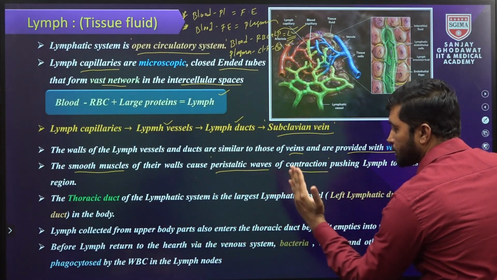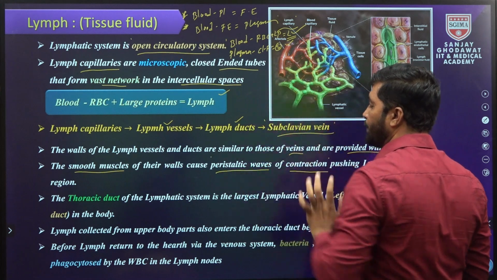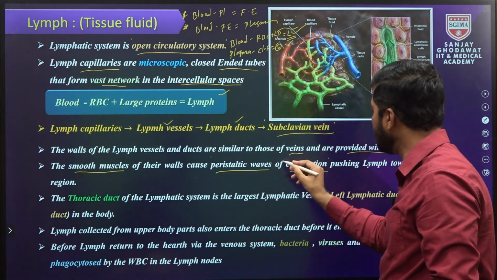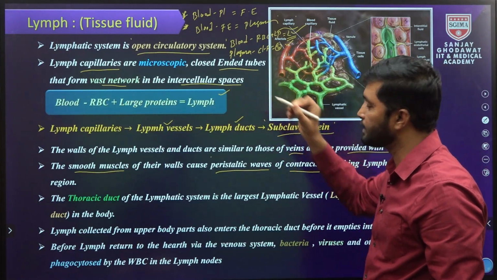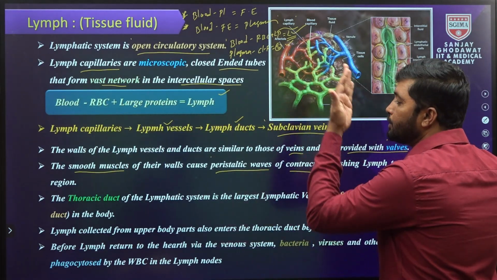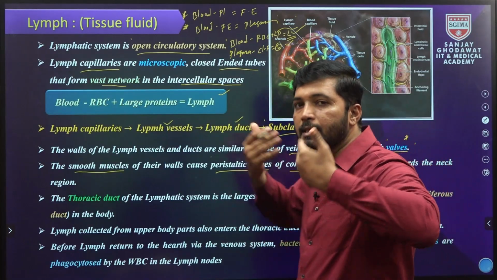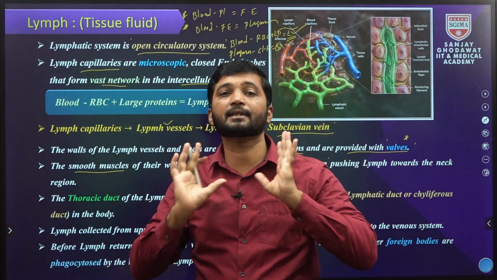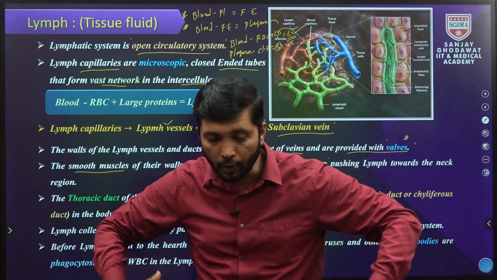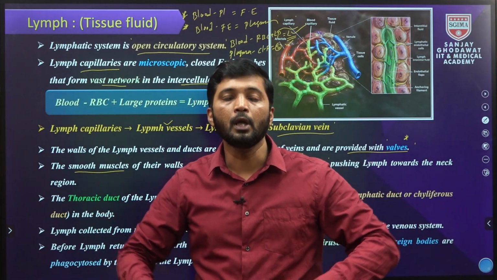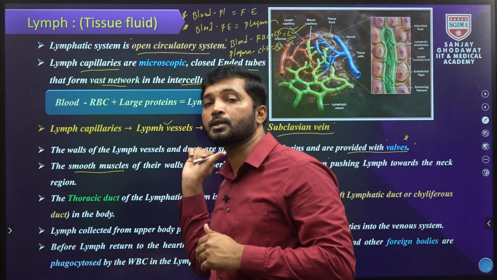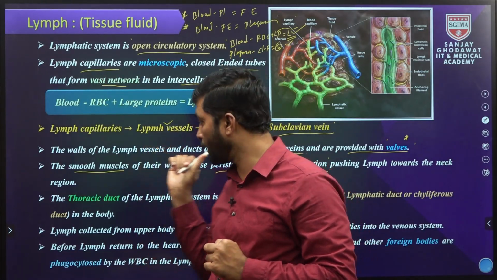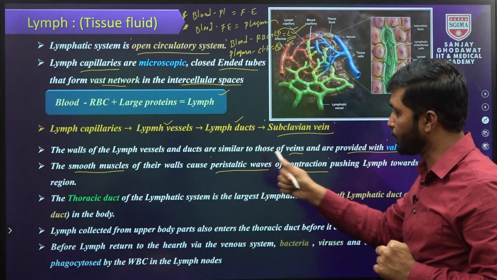These wave-like movements in the lymph vessels and ducts help move the lymph forward towards the anterior portion, towards the sides of the neck. From the lower body, lymph moves towards the anterior regions by the successive wave-like movements. So this is very important.